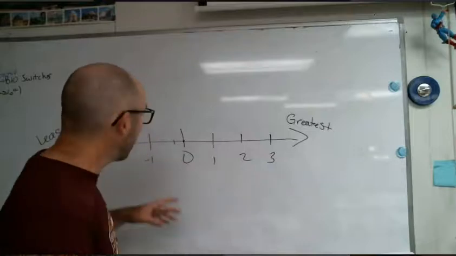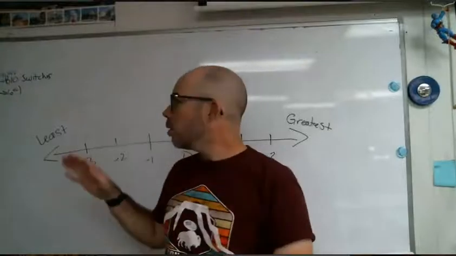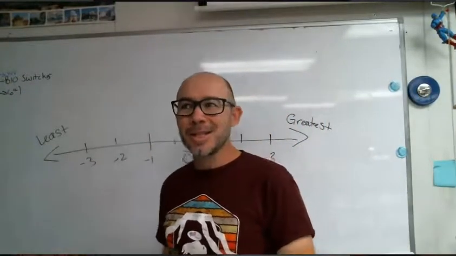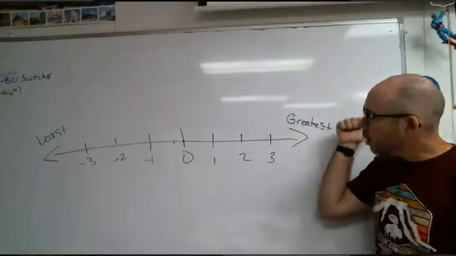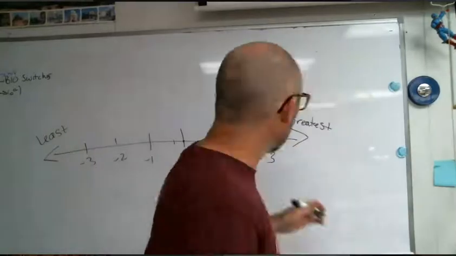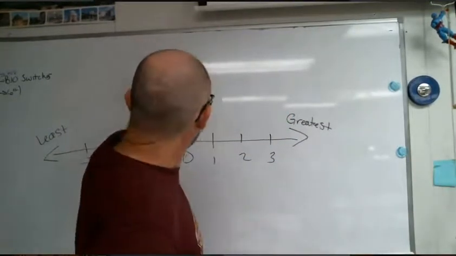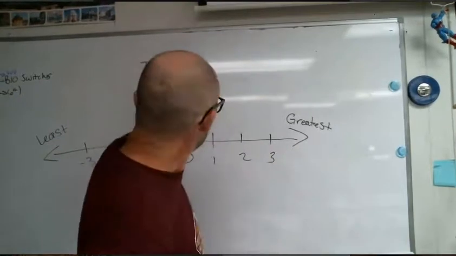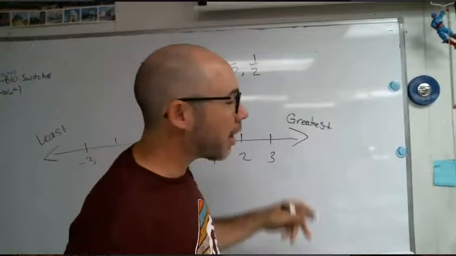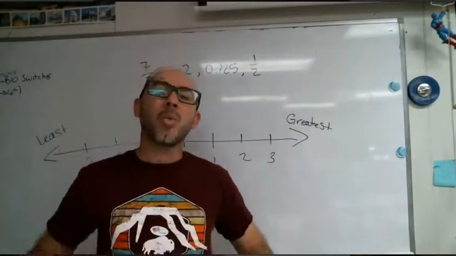Today we're going to go from left to right, or from least to greatest. The further left you go, the number becomes more leaster, okay? Leastester. And the further you go to the right, the greatester you get. So if we've got a list of numbers and they gave us 7/8 and -2 and 0.125 and 1/2. We have a mixture of decimals and fractions, and we need to know where they all fit.